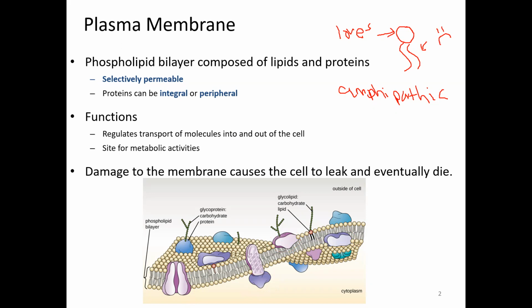So some proteins are completely outside of the membrane, they're kind of attached on one end. These are called peripheral proteins because they're on the periphery of the cell, okay?